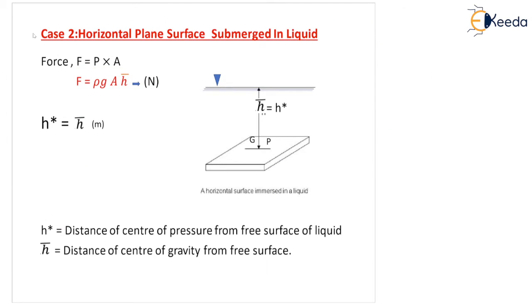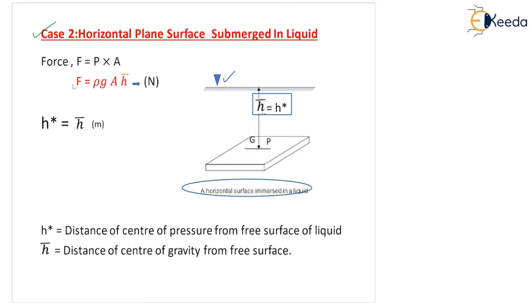Case 2 is very simple. Horizontal plane surfaces submerged in liquid. So this is the free surface of water, and this is the horizontal plane surface immersed in the liquid. If it is a horizontal plane surface, your center of gravity and Cp will be at the same distance from the free surface, that is H bar equal to H star. Very important condition for your horizontal plane surface.